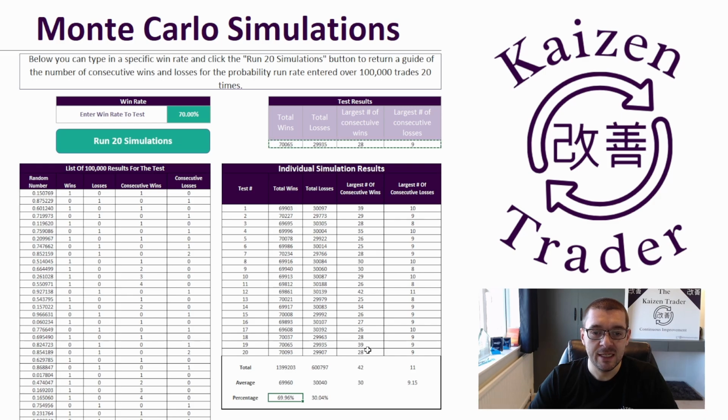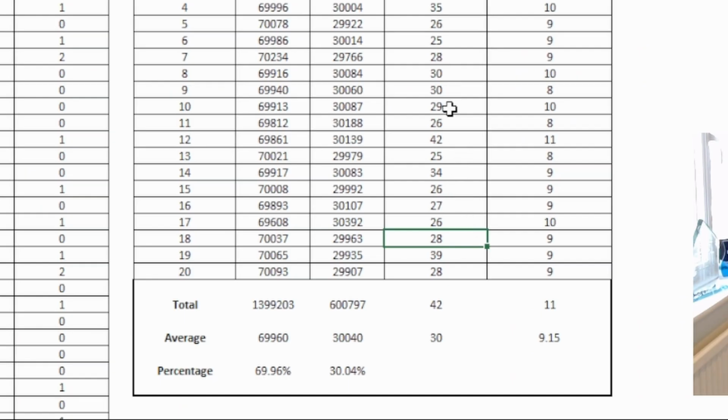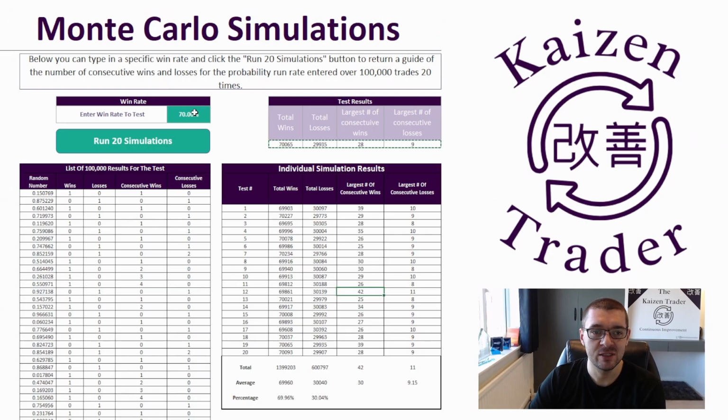And you can see here that the maximum on one of the runs, so on the 12th run, we had 42 consecutive wins in a row based on a 70% win rate. But on average, over the 20, we've had 30 consecutive wins in a row.